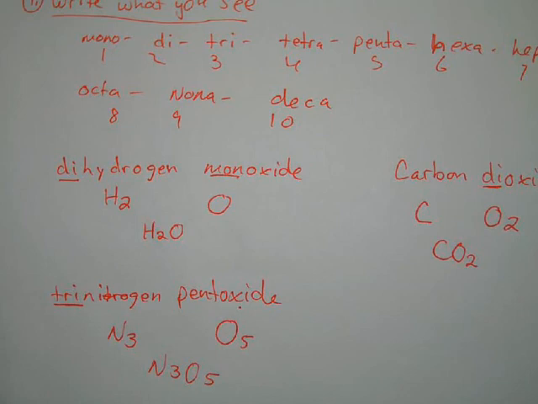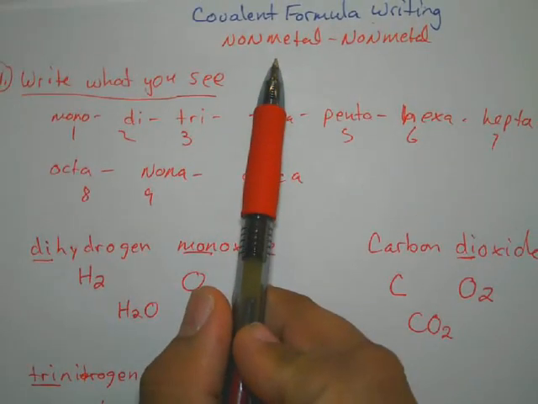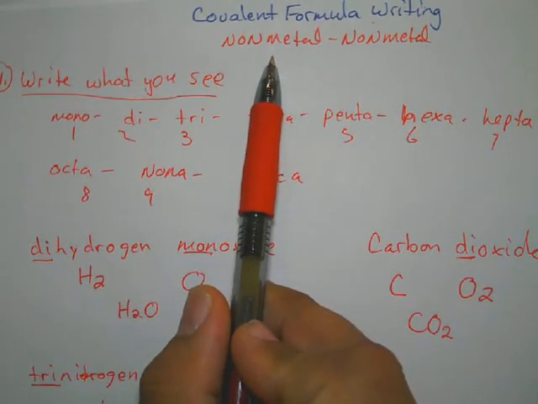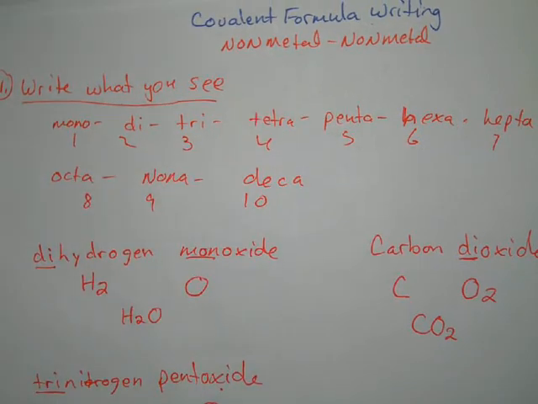Guys, it doesn't get any easier than writing the formulas for a covalent compound. You literally just write what you see. The only thing you got to determine is, do you have a covalent compound? Does it start with a nonmetal? And you got to know the prefixes. I hope this helps you formula write covalent compounds.